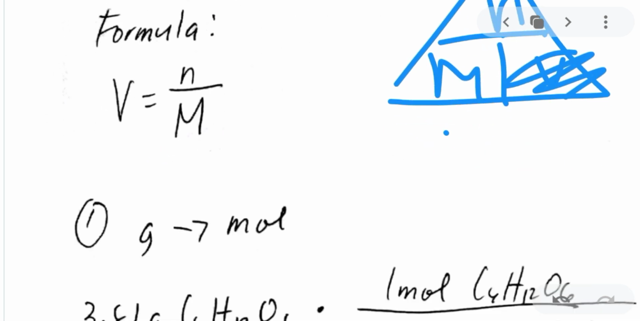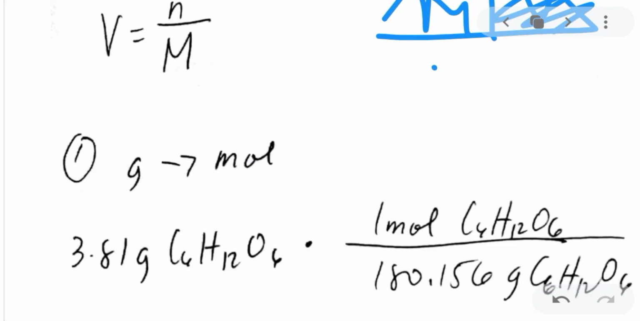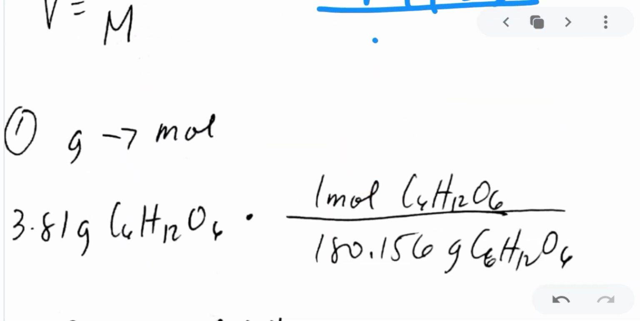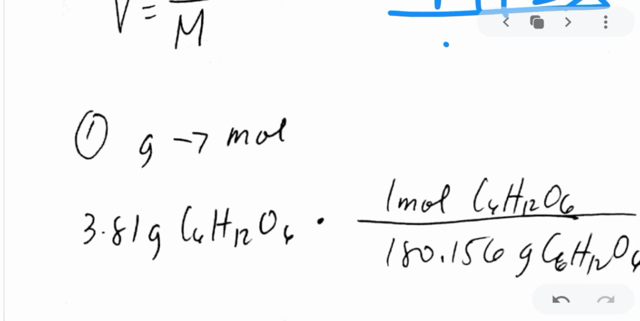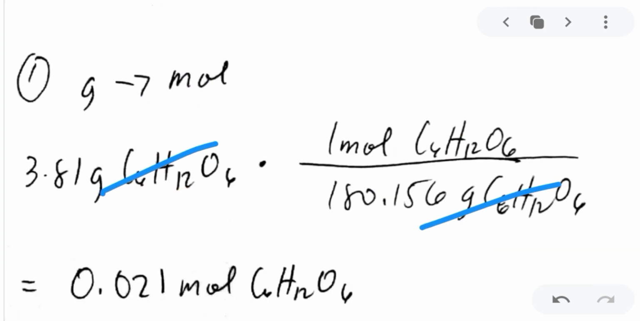The first step is, of course, you have to convert the grams into moles. Since it is in grams, you cannot compute the volume using molarity. So, you have to express this in moles. 3.81 grams converting into moles: the molar mass of glucose is 180.156 grams. Put it in the denominator so you can cancel the glucose unit. So, 3.81 times 1 over 180.156, you will have 0.021 mole of glucose.